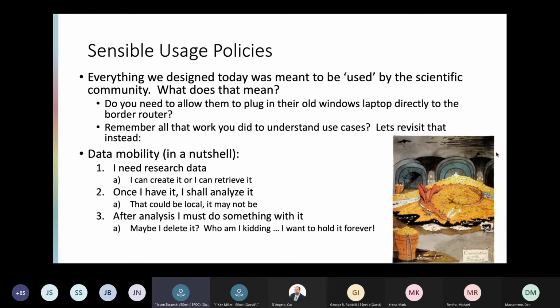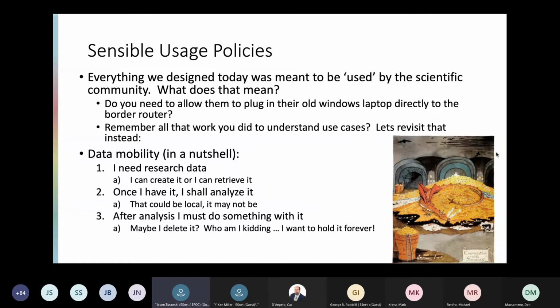We need to talk about their use cases, understand what they are, and if they have data mobility requirements, it comes down to a couple of key categories. Either they need research data and they're either going to create it or they're going to be retrieving it from somewhere else. Once they have it, they're going to do something with it, probably analyze it, use computation to look at it, visualization. Maybe that's local, maybe it's not. You have to ask those questions.